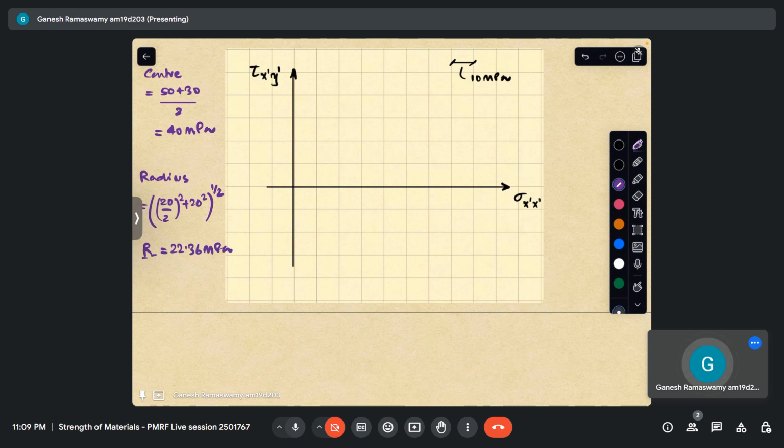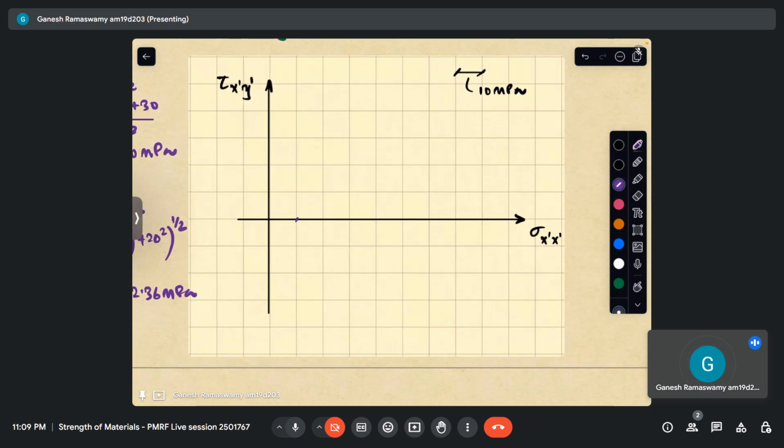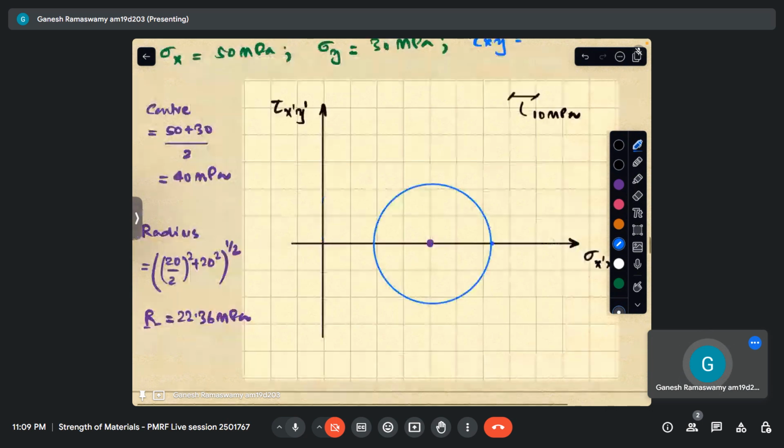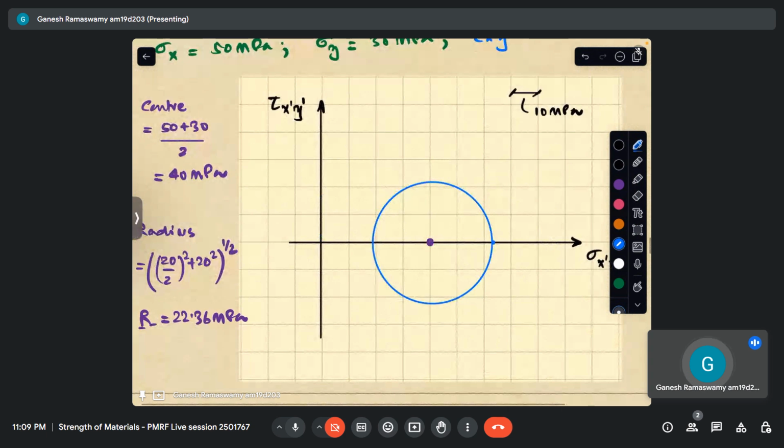So we have the center, we have the radius of a circle. How do we plot a general circle? The x-axis is there, while the y-axis is there, horizontal and vertical. So let us first find out where the center lies. So this is 10, 20, 30. So this is where the center of the circle is. And the radius is 22 something. So let us take this to be the circle. So the circle comes out to be this way, where the center is 40, 0 and the radius is 22.36 MPa.